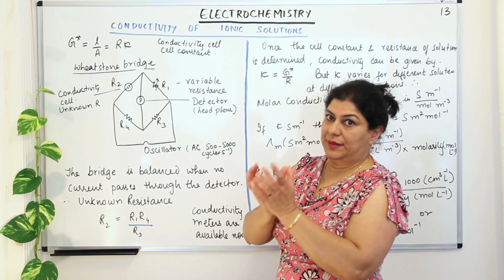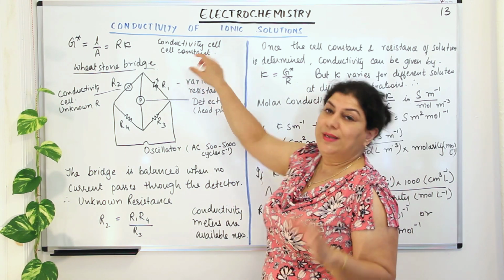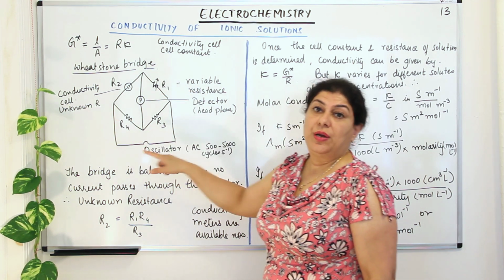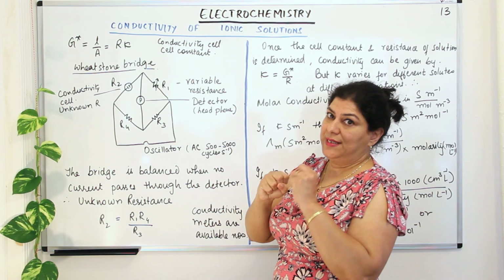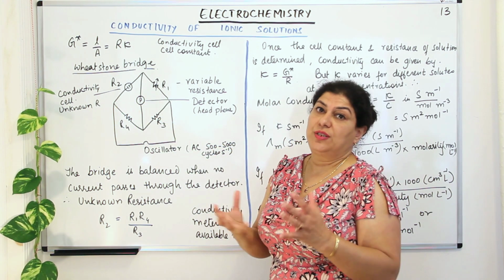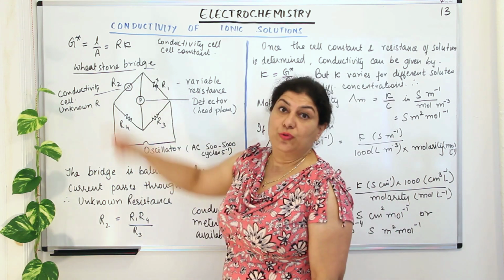Once we have the conductivity cell and we know how to calculate its cell constant, we have a Wheatstone bridge, and we can use this conductivity cell instead of a wire to find out the resistance of this solution.